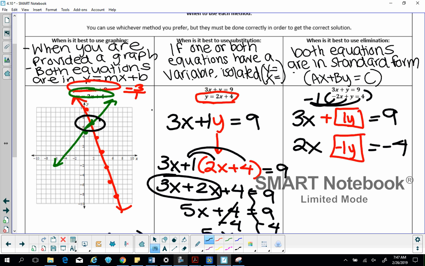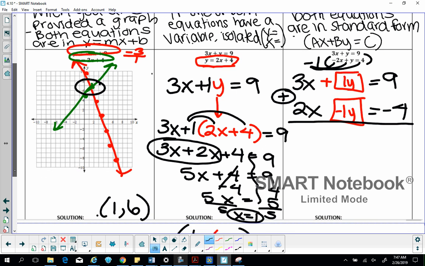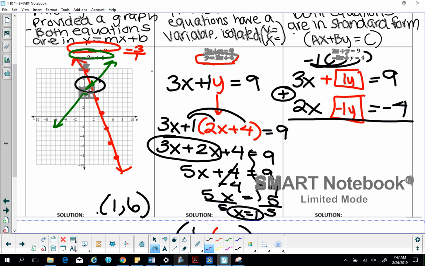Then what do I do between the two equations? Add. And so now I'm eliminating, right? If I were to eliminate somebody, that means I'm getting rid of them. So 3 plus 2, that doesn't eliminate. What do I get? What's 3 plus 2? 5x. This eliminates because 1 minus 1 is 0. I get rid of it. And what's 9 minus 4? 5. Then how do I get x by itself?